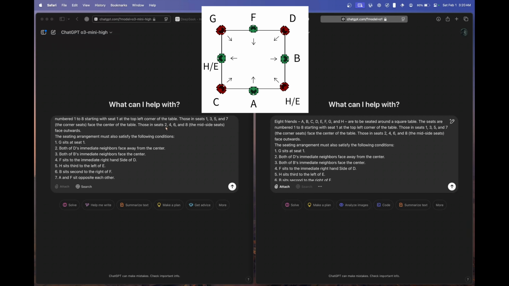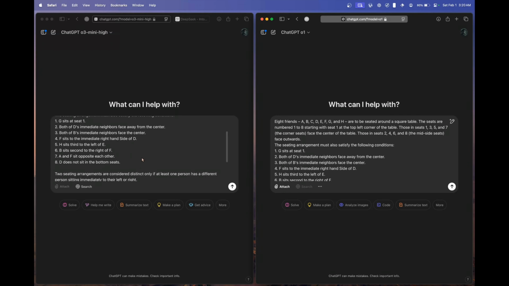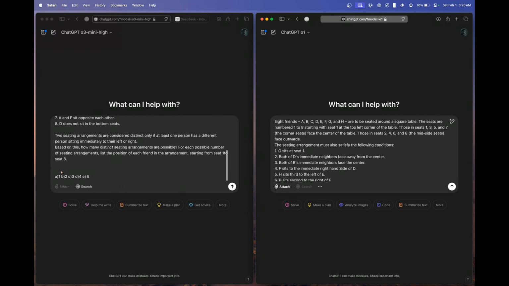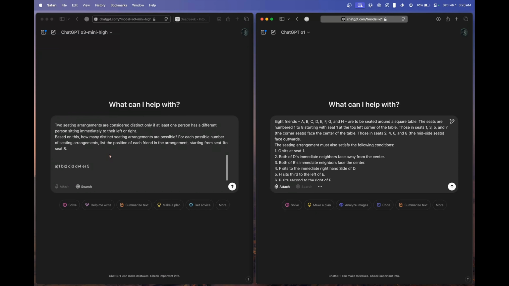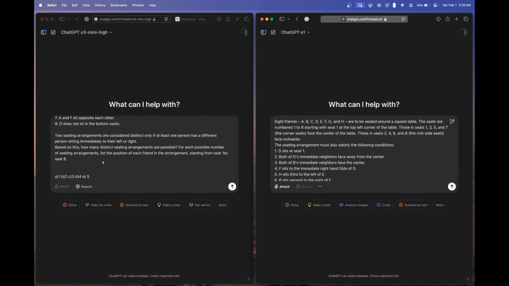And the ones sitting at 2, 4, 6 and 8, that is the middle seats, they face away from the center as it is shown. And then there are various conditions that have to be followed. And at the end we ask how many different seating arrangements are possible following all these conditions. And along with mentioning the number of seating arrangements, it also has to specify those seating arrangements.